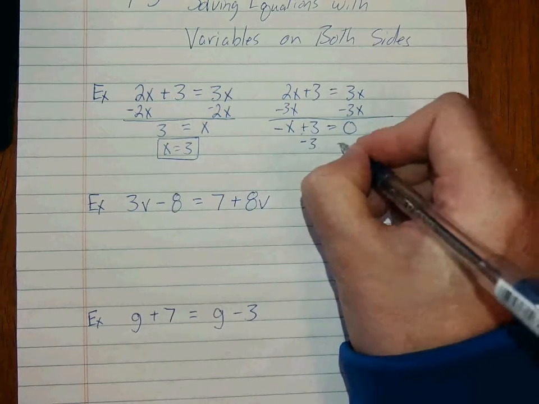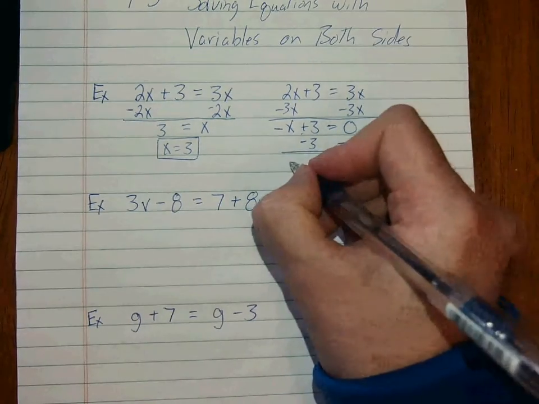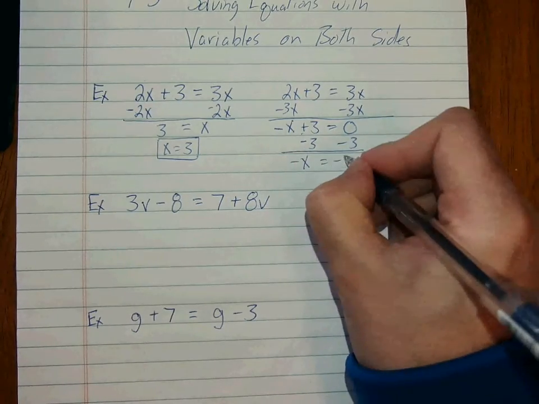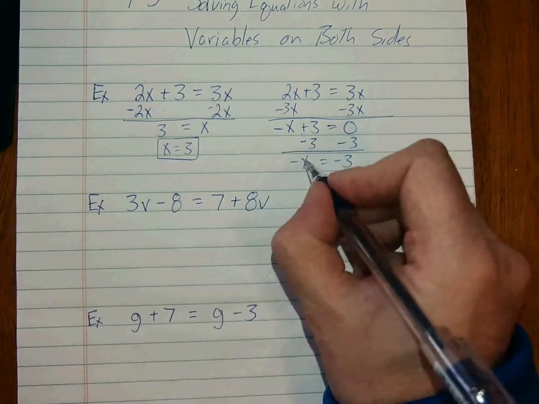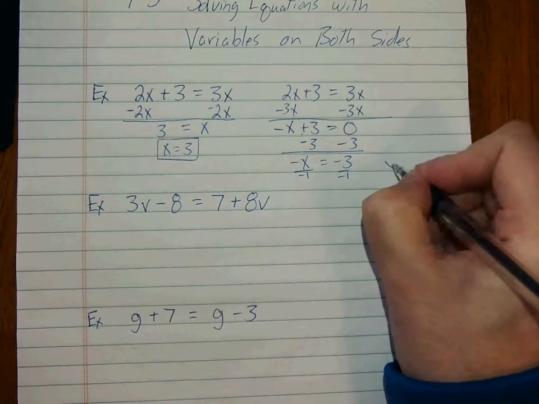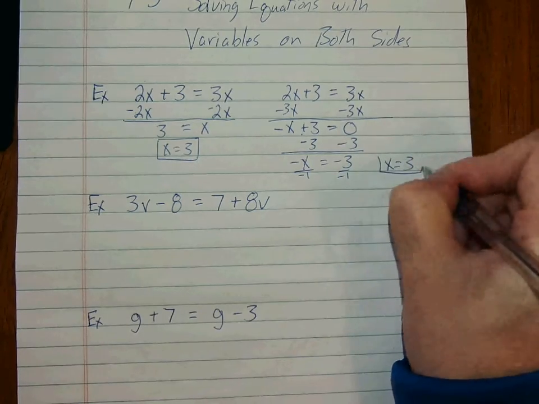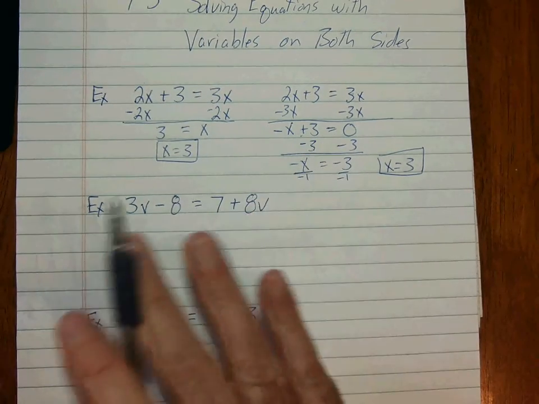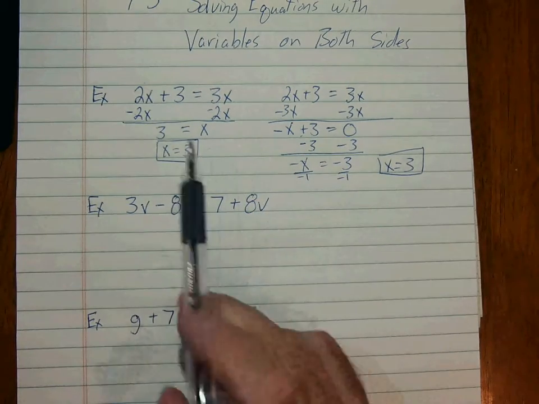Now you just have to do just a little bit more work than what we did over here. You're going to have to subtract 3 from both sides. So you end up with a negative x minus 3, and then we don't want a negative x, so you can divide both by negative 1, and you end up with x equals 3, which is what we ended up with in the first problem that we did.